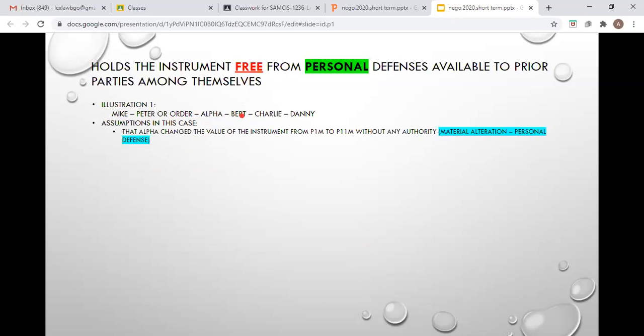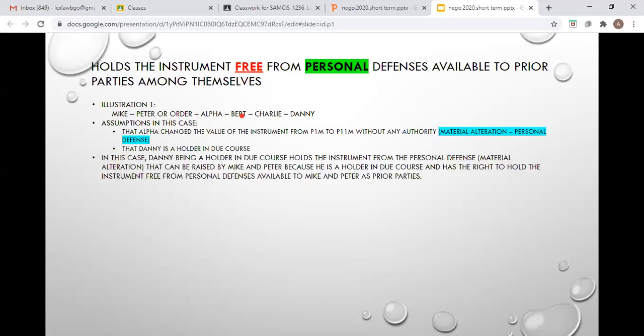Okay? So, since material alteration is a personal defense, and that Danny is a holder in due course, hmm, can Mike or Peter refuse to pay Danny for the mere reason that there has been material alteration in the instrument? Remember, it was Alpha who changed the consideration from 1 million to 11 million pesos. And then Danny here is a holder in due course.